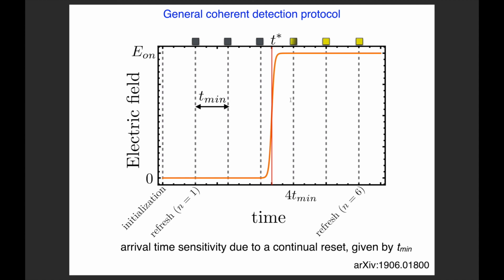And then at some point, the photon will arrive, you'll get a switch, and you'll have a less optimally configured state of the spin center here, and it's unclear whether you will be able to determine that the photon is detected or not, but in the next cycle where the electric field is present the whole time, you definitely will. And so therefore your arrival time sensitivity is given by this minimum time as you do the continual reset and then detection.